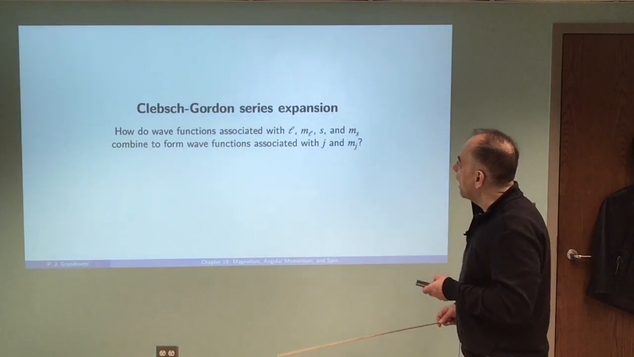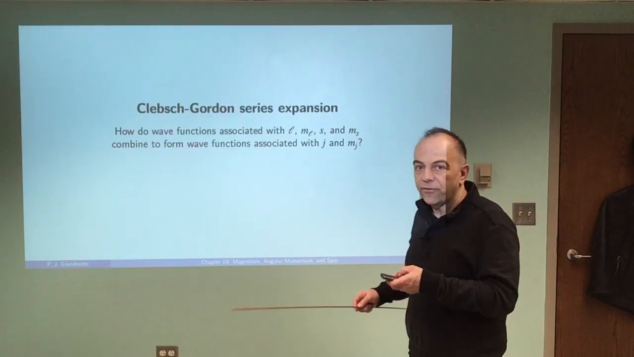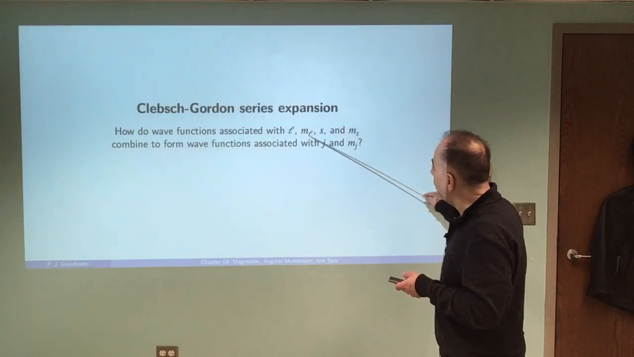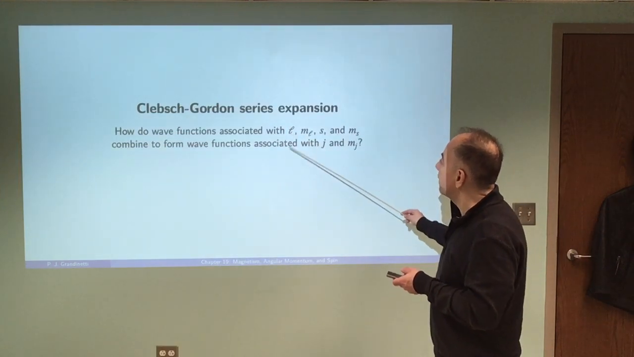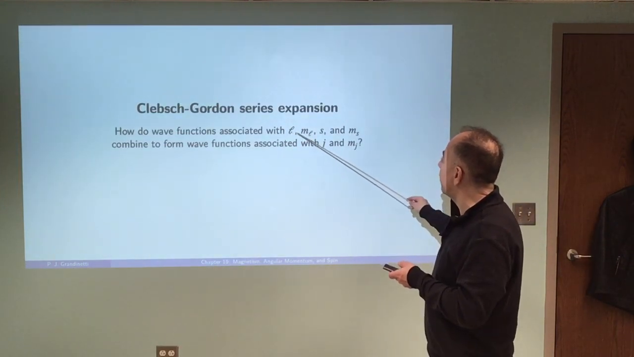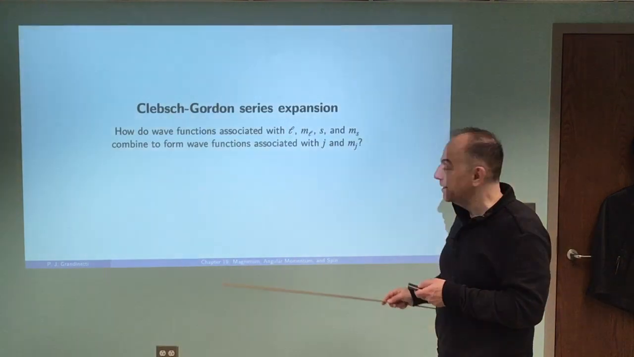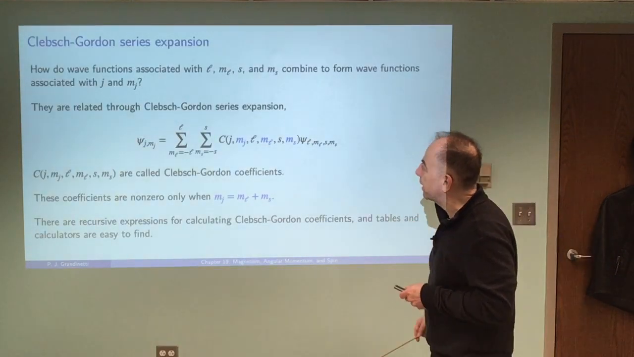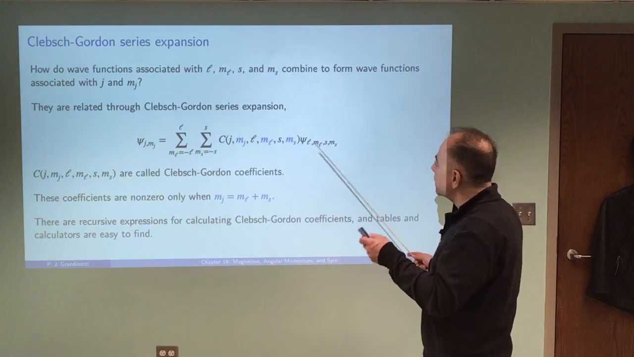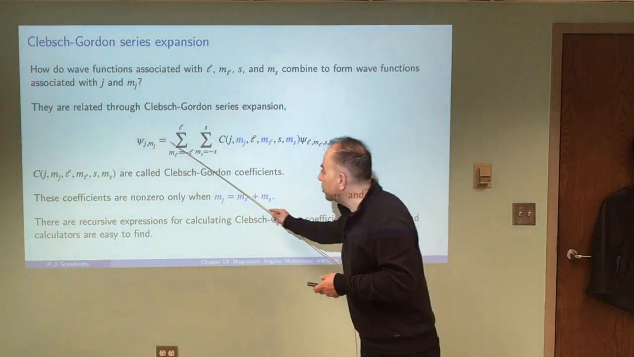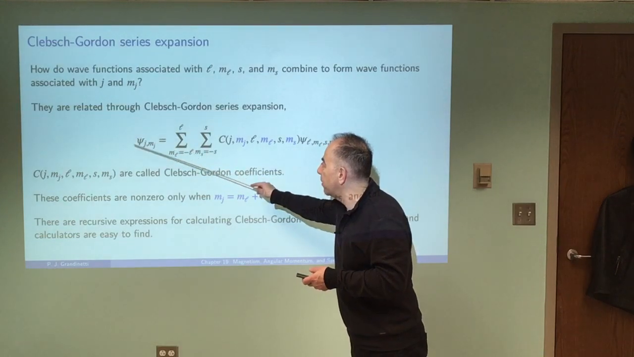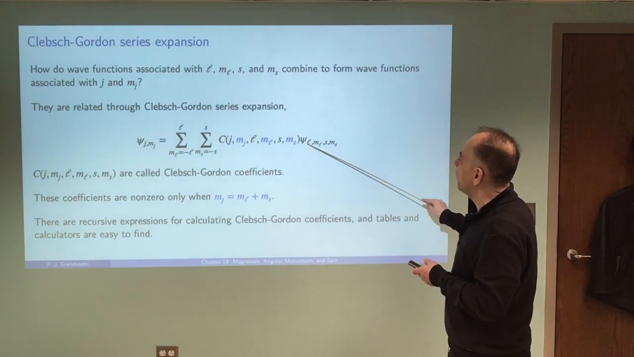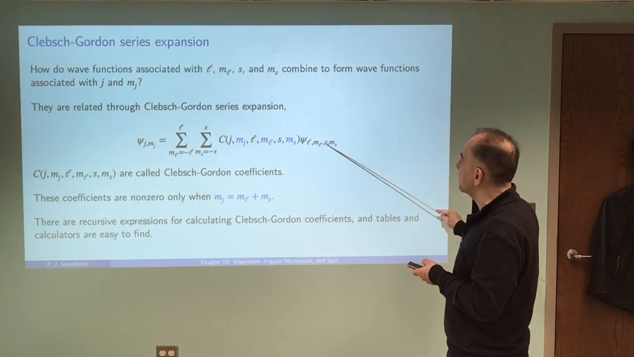So next we come to how we get the total wave function associated with the total angular momentum of j and m sub j, given that we know the wave function that we start with, which has an L, an m sub L, an S, and an m sub S. So how do we make these combinations? Something really important is this thing called the Clebsch-Gordan series. We can express our wave function in two different ways. We can say the total angular momentum wave function, a wave function associated with j and m sub j, is some linear combination of the wave functions associated with L, m sub L, S, and m sub S.